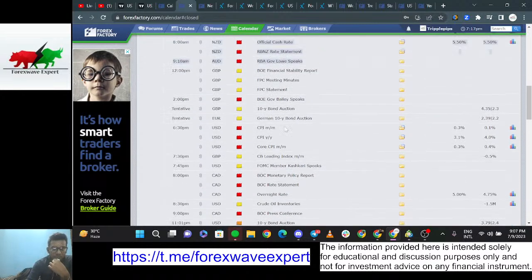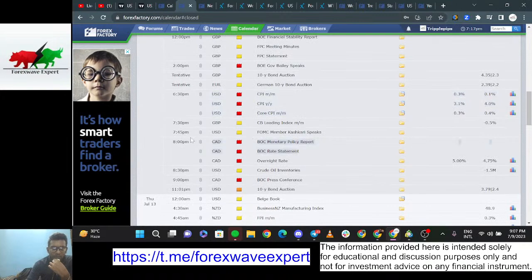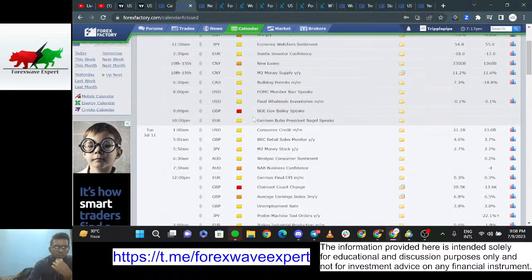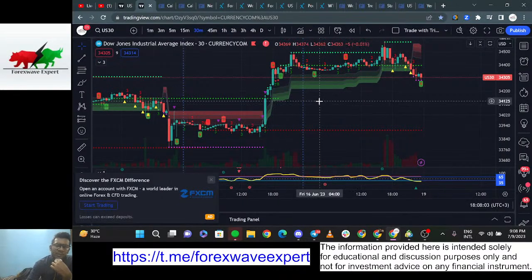And then for the second liquidity injection, we have Bank of England Governor Bailey's speech. We have CPI and core CPI news on the U.S. session, and also we have Canadian monetary policy rate news. So a lot of things depend on how the market is actually going to behave on the previous week's liquidity zone.